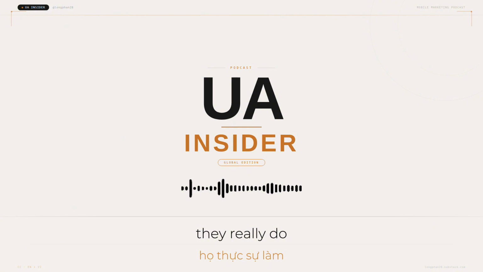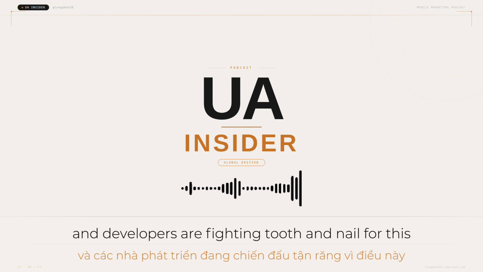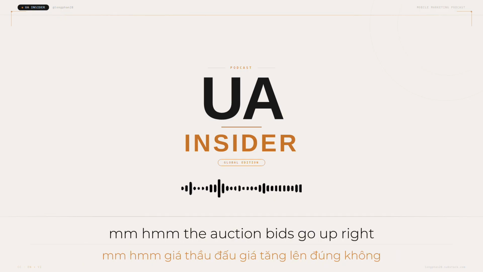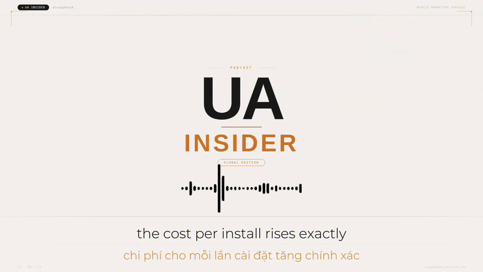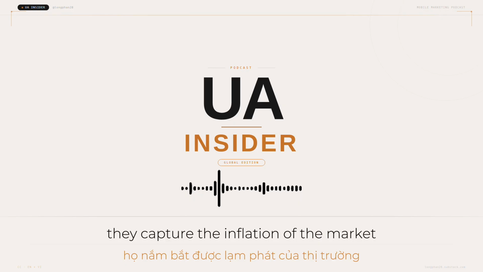Yeah, they really do. As the app ecosystem becomes more saturated and developers are fighting tooth and nail for this shrinking pool of high-intent users, the auction bids go up. Right. The cost per install rises. Exactly. The ad networks don't just facilitate the market. They capture the inflation of the market.